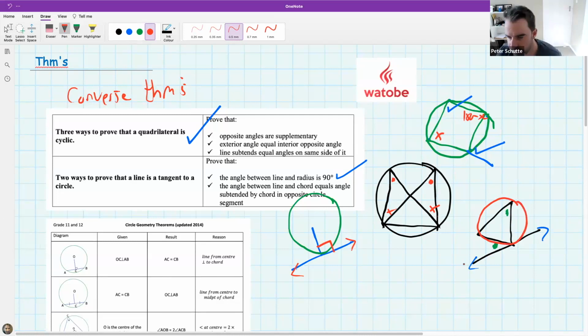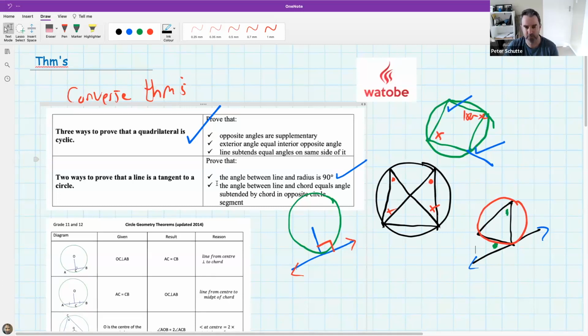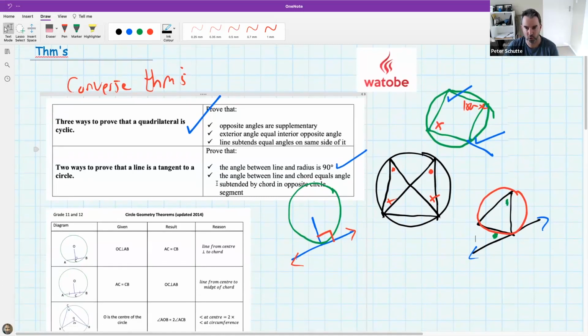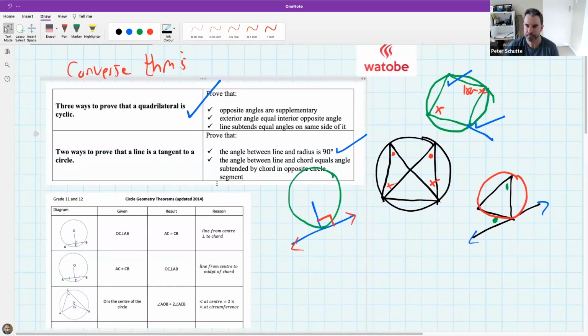Okay. Give me a thumbs up if the converse theorems for tangents, you feel like you've seen that before at some point. Okay, so that was what we spoke about a little bit in the last lesson, but we need to practice more questions like that. And that's what we'll do today.